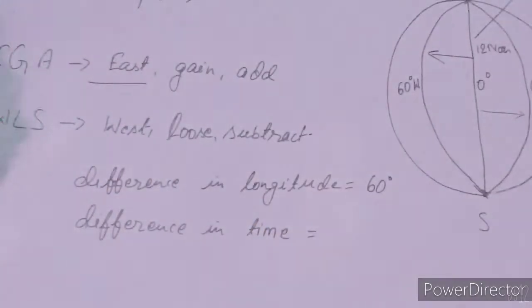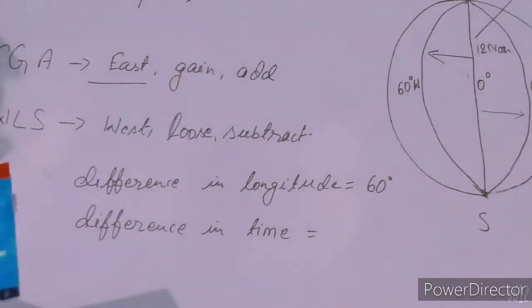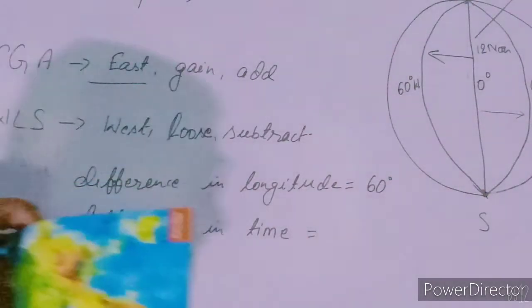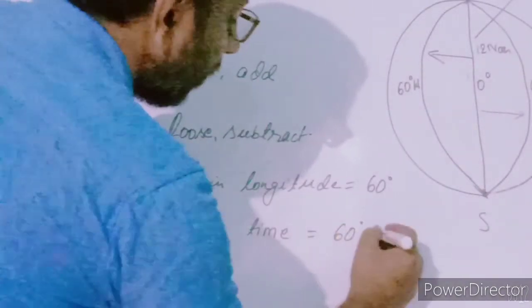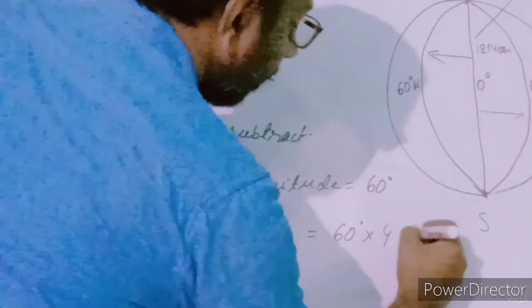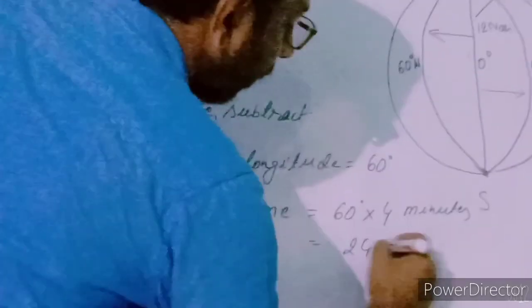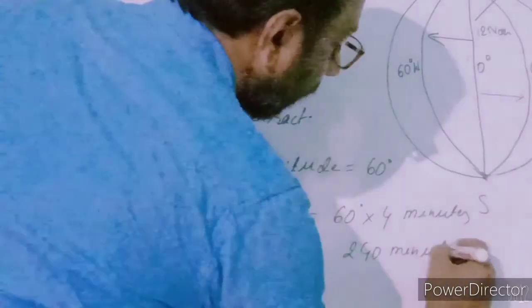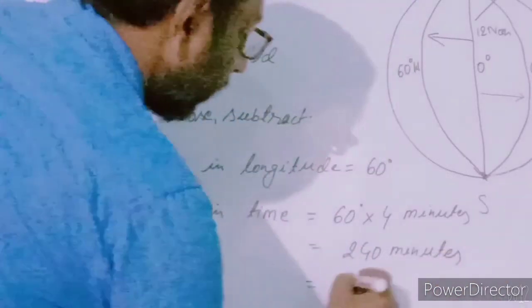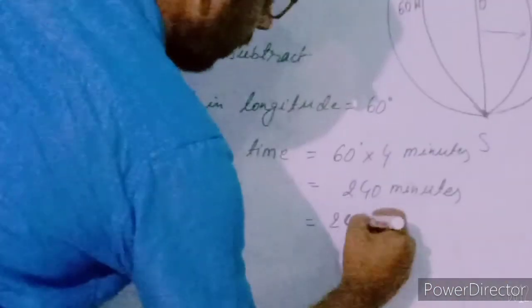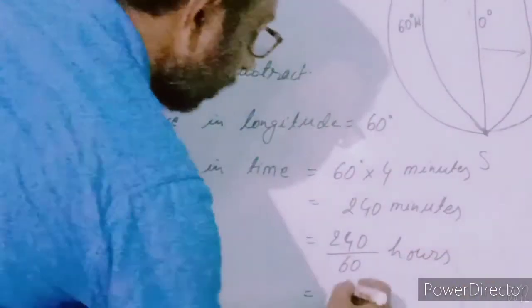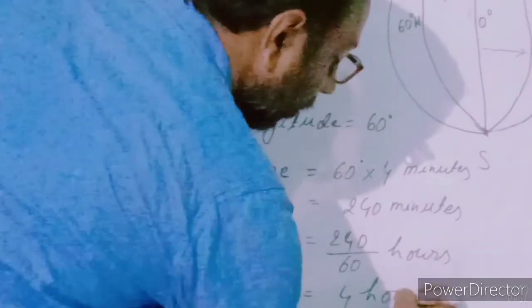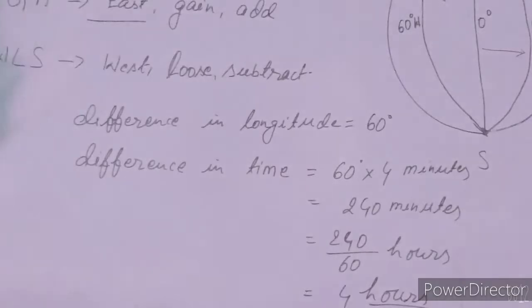equal to how much? We know for each degree of longitude, time differs by 4 minutes. So here for 60 degrees, the time will differ by 60 into 4 minutes. This becomes 240 minutes. We can change it into hours. 240 will be divided by 60, and this becomes 4 hours. We got the time difference of 4 hours.